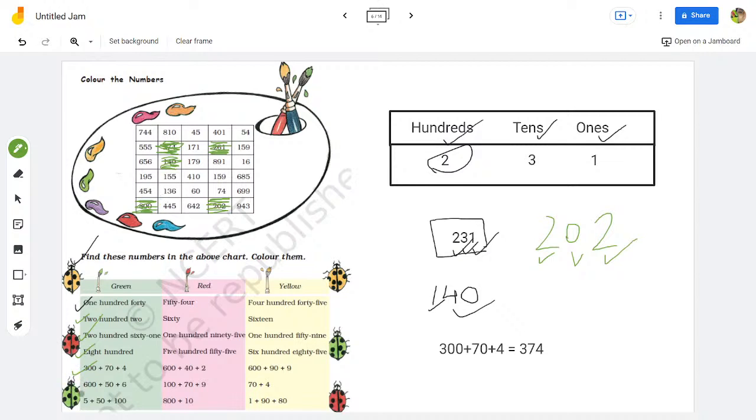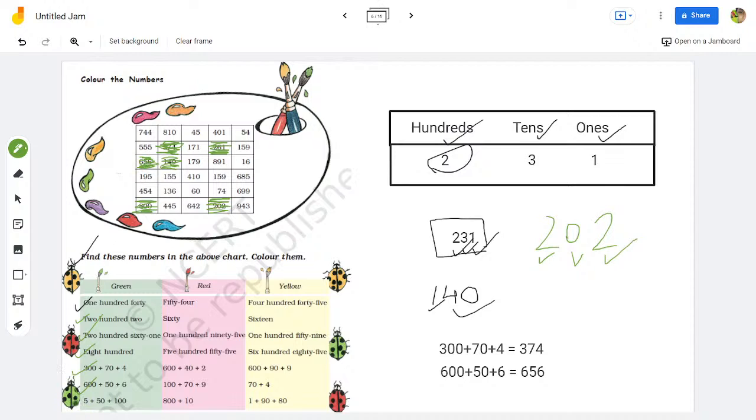Now next one is 656. So 656 we can write as 600 add 50 add 6, which means 6 in the hundreds column, 5 in the tens, and 6 again in the ones. So we can color 656 over here.